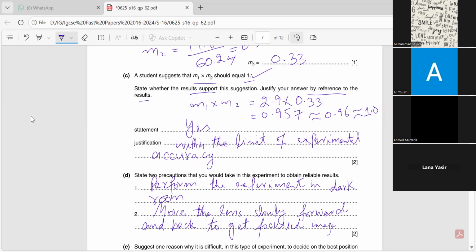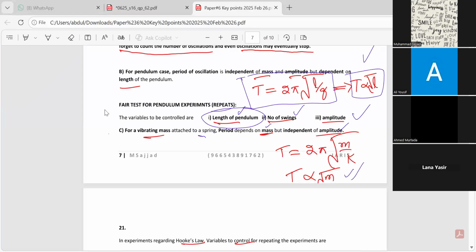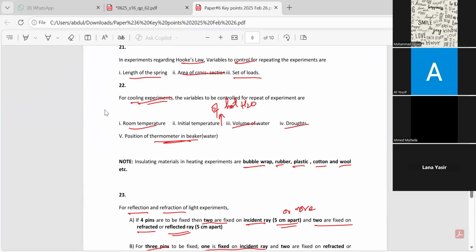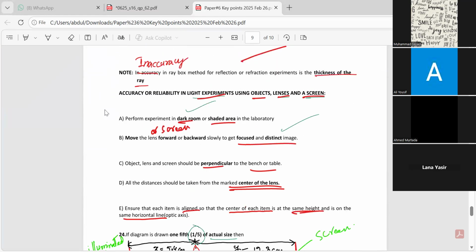Now wait, you may think that I have already shared some data with you, my dear friends. These points are already written and I shared that file with you. If you want, I can share it again. So for the lenses experiment, here, yeah, here.